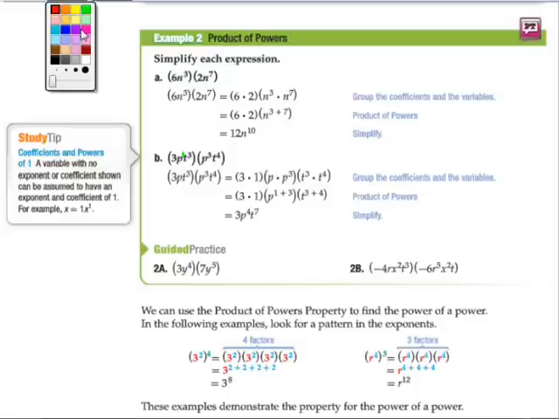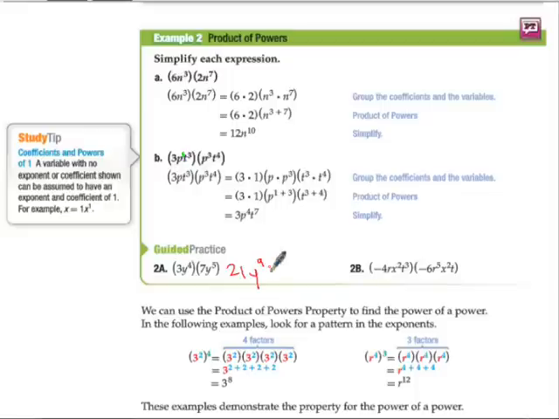All right, you're back. Let's get some answers. 3 times 7 is 21. 4 plus 5 is 9. Okay, no problem. Here with 2b, negative 4 times negative 6 is a positive 24. And then r to the 1st times r to the 5th is r to the 6th. x squared both times, so that's x to the 4th. And t cubed times t to the 1st is t to the 4th.